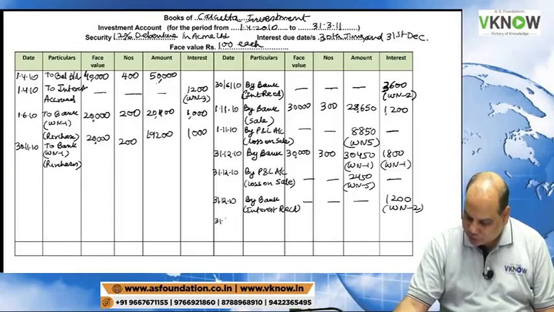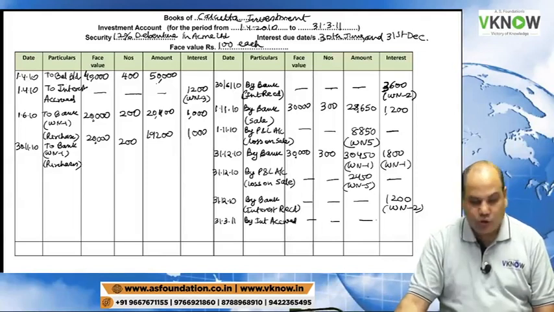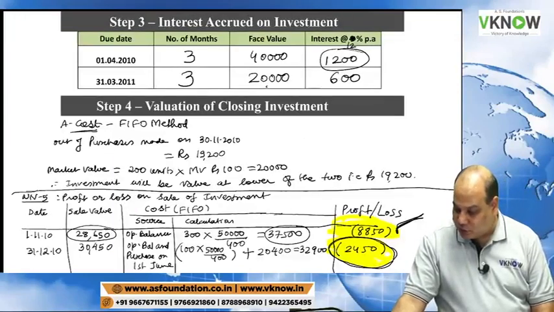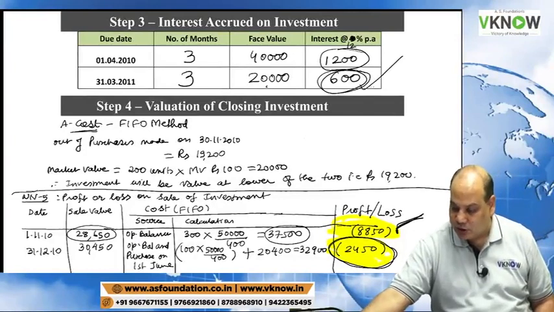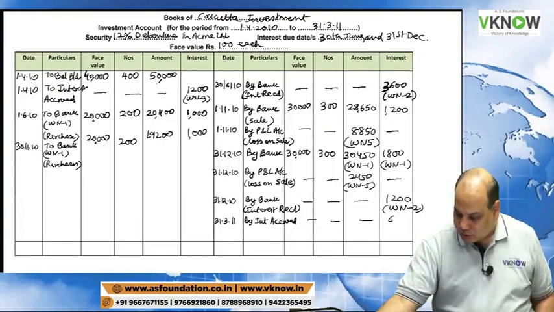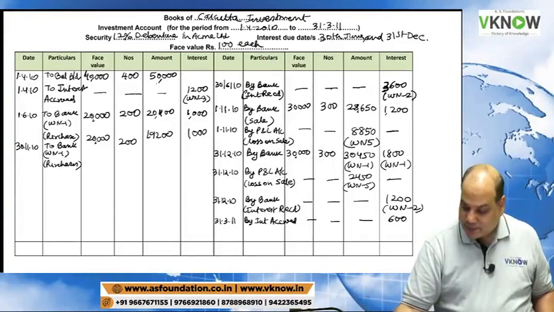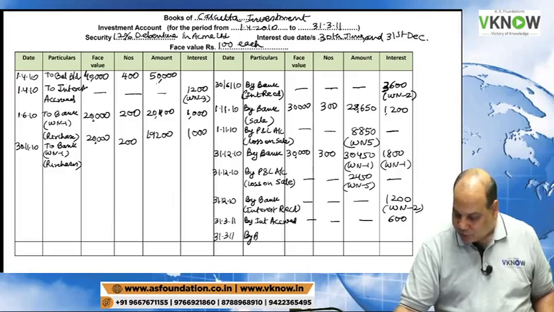Then we'll come to 31st March 11, by interest accrued, working note number 3. Somebody said 600 rupees. Let me check on the screen. Yes, Govind Thakur, you are right. 600 rupees on the screen at the top right side. Interest accrued 600 rupees. And then Kunal is right.